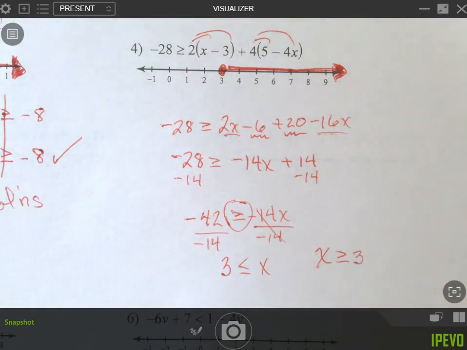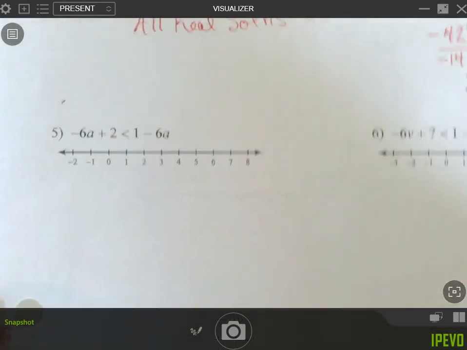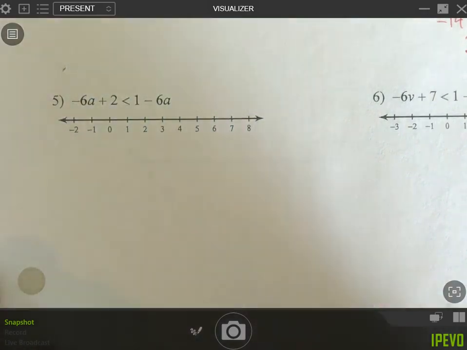Watch your signs. Are we good? Okay, the difference in 5 and 6 is we don't have distribution, but we have variables on both sides. So this is sort of a preference. What do you prefer? Are you a person who has to have a positive variable, or are you a person who doesn't care where your variable is, or you always want it on the left?